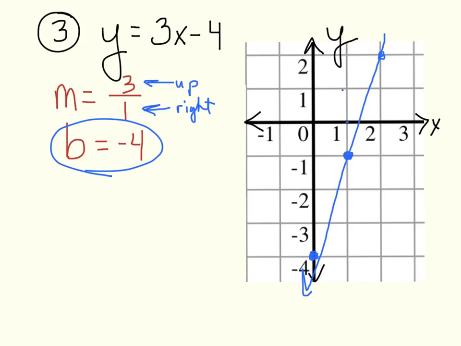I'm going to try graphing that again. That's really bad, and that's still not very good, but it's hard to do on the iPad here. So make sure you use a ruler if you need to, but there's my line that crosses through negative 4 on the y-axis and has a slope of 3.